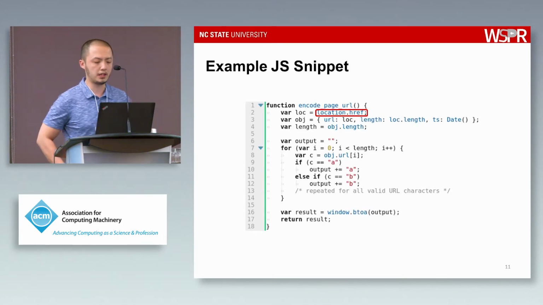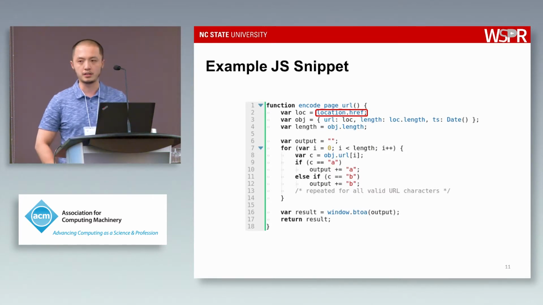To explain our approach, we'll be using this JavaScript function as our running example. What this function does is read the current page's URL by accessing the property location.href, which is considered a taint source in our analysis. After that, it performs a sequence of operations, which first makes an identical copy of the URL string inside the for loop from 9.7 to 9.14. And then it base64 encodes the copied URL string. And then finally, it returns the encoded value on 9.17.